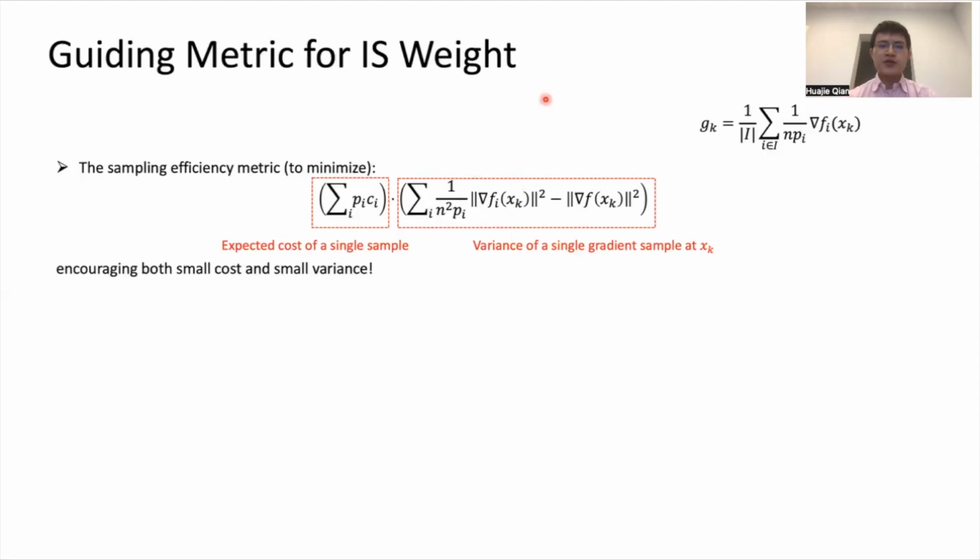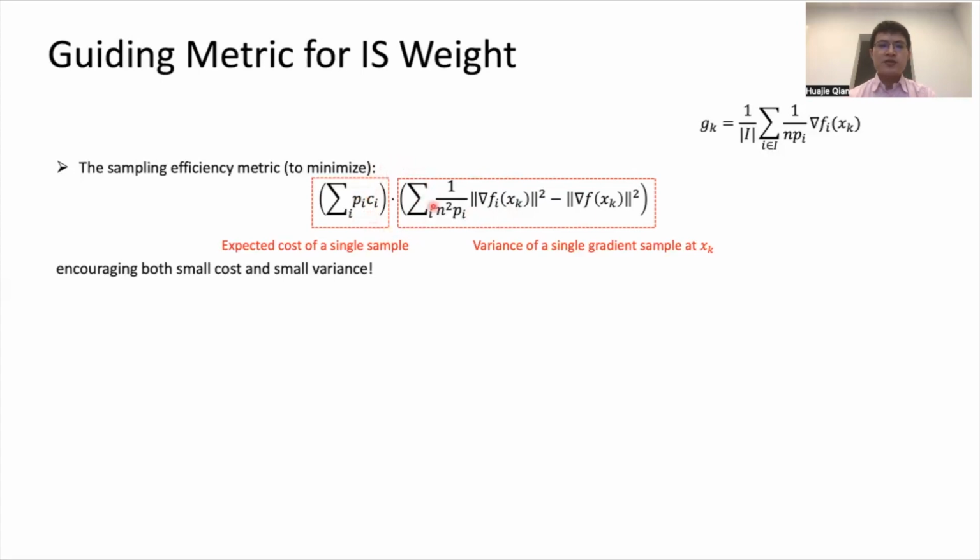So here's how we choose the sampling weights. Suppose we are currently at the solution xk and want to choose a good set of sampling weights, the Pi's. For every possible sampling weight Pi, we'll define its sampling efficiency metric in this form. And next, we will choose the minimizer of this metric as our final sampling weights.